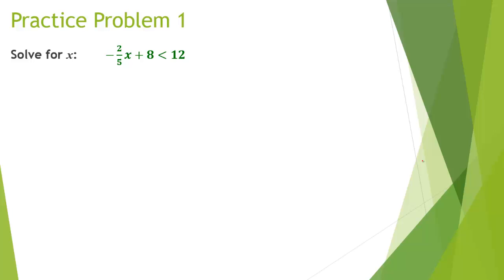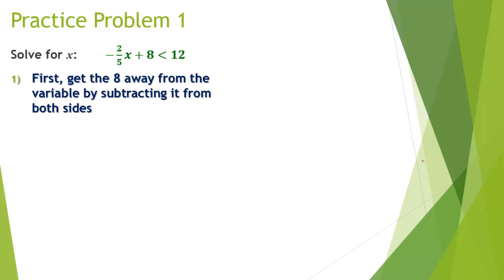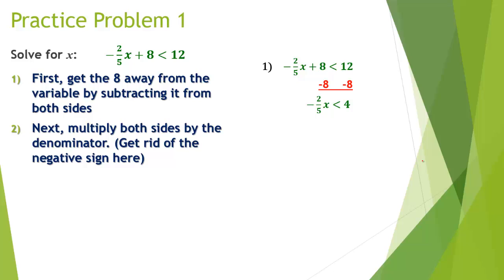So let's start with a practice problem. We have negative 2/5 x plus 8 is less than 12. First, get the 8 away from the variable by subtracting it from both sides, like we did there, which leaves you with negative 2/5 x is less than 4. Next, multiply both sides by the denominator and get rid of the negative sign here because we have a negative 2/5. So we're going to use that negative sign on this step only. So we're going to multiply both sides by negative 5.